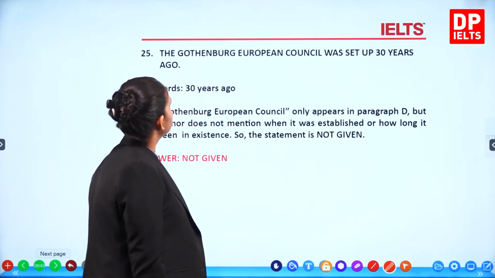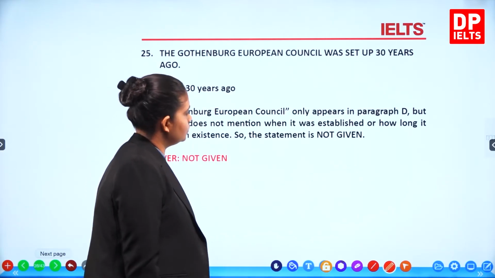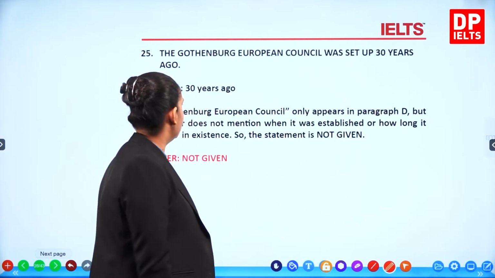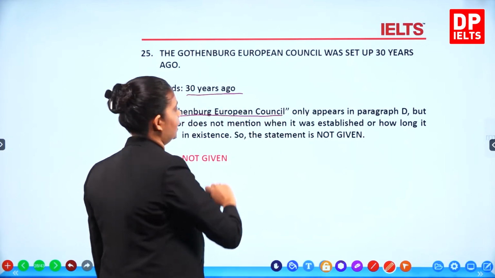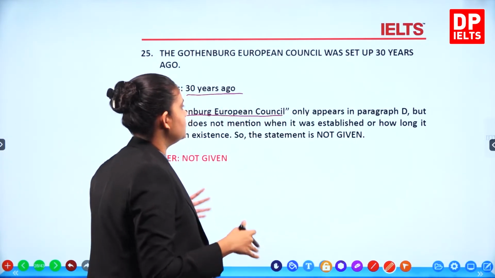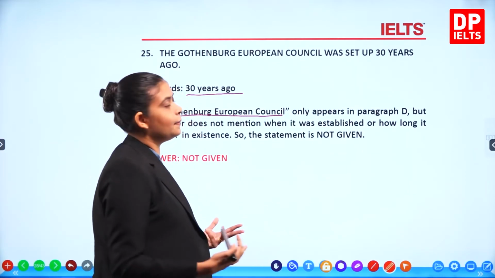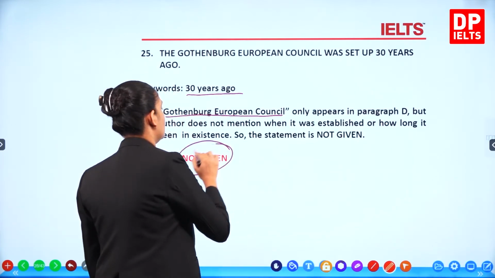Question number 25. The Gothenburg European Council was set up 30 years ago, right? So 30 years ago, the Gothenburg European Council only appears to be in paragraph D, but I don't know when it was exactly established because it doesn't talk about it. So answer is not given.